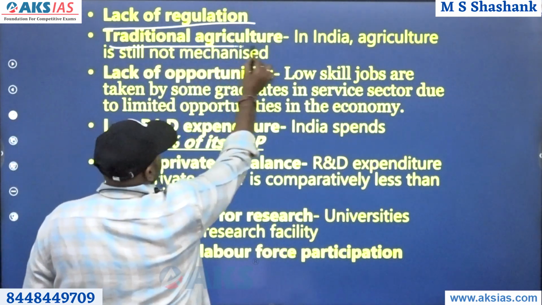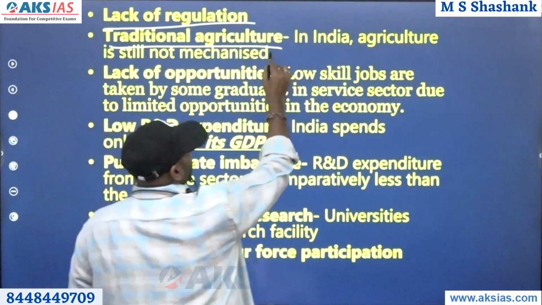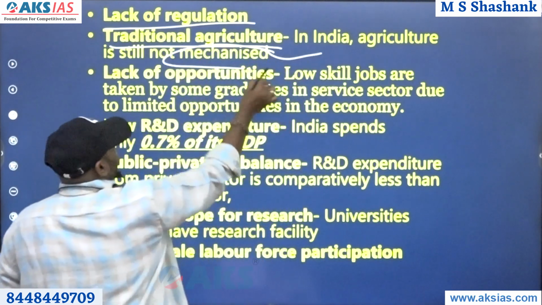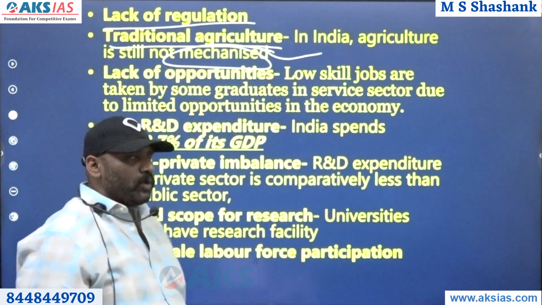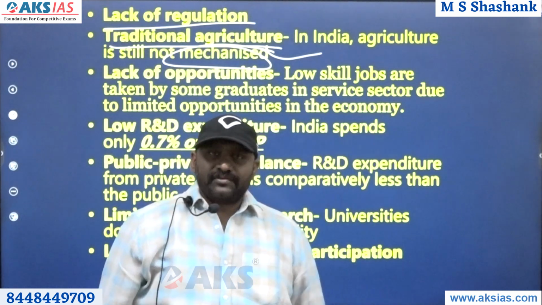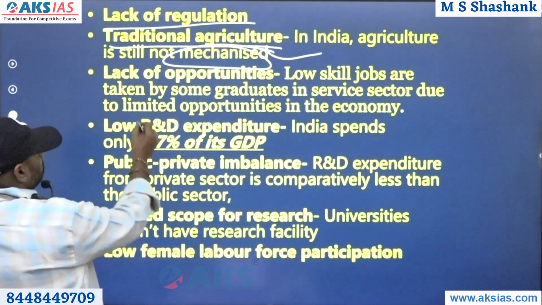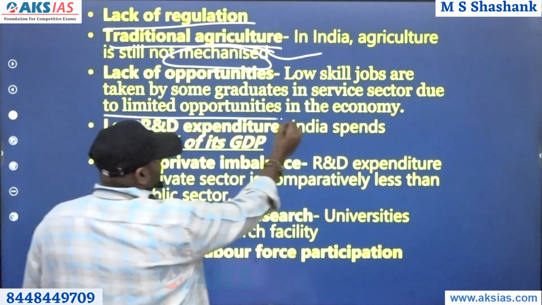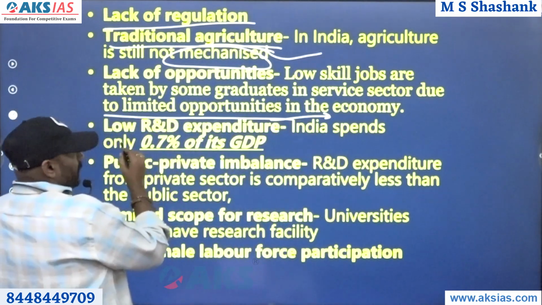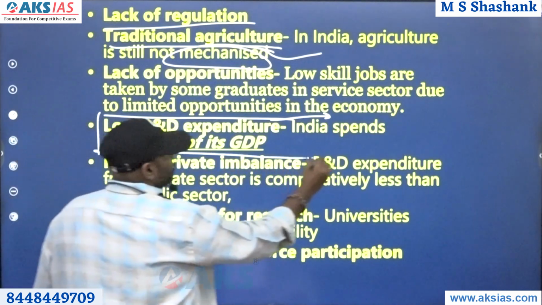Now another major problem is traditional agriculture. Though a lot of people are moving towards agriculture, it is still not mechanized yet. It is still the same old technological structure which is working, and I don't think it's a great idea. Next, the problem is limited opportunities in the economy. Now, another major reason, this you have to mention.